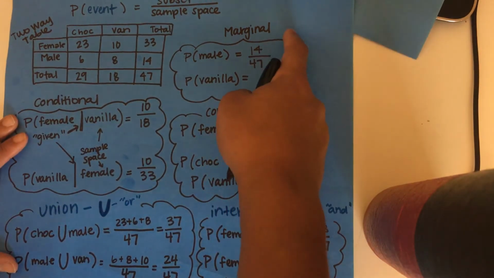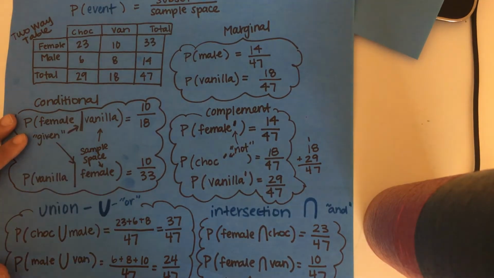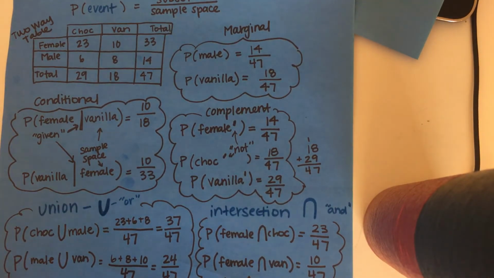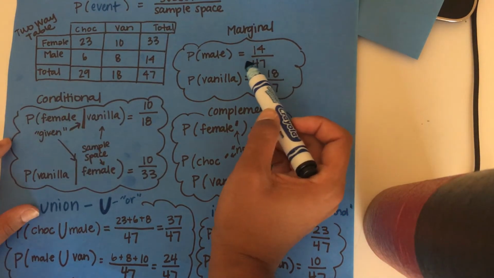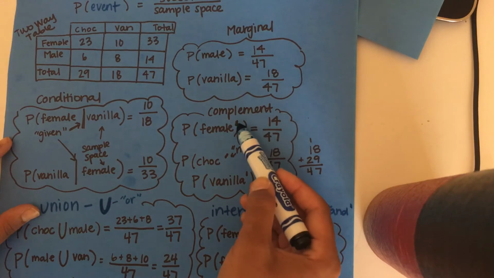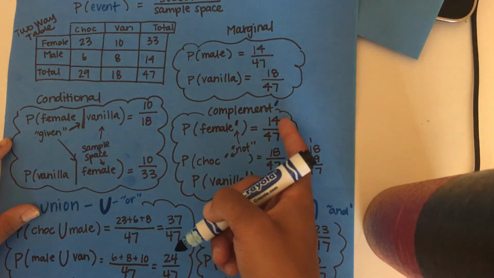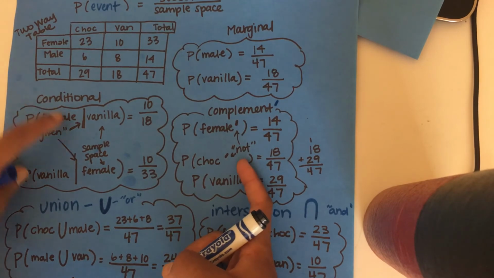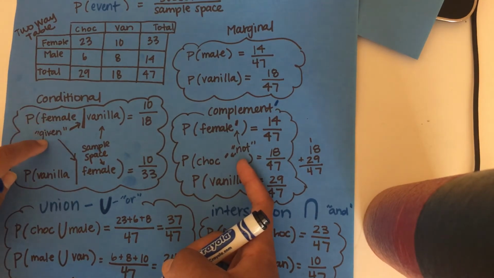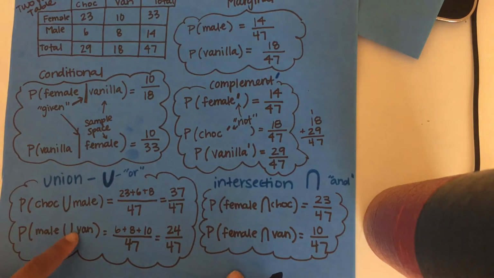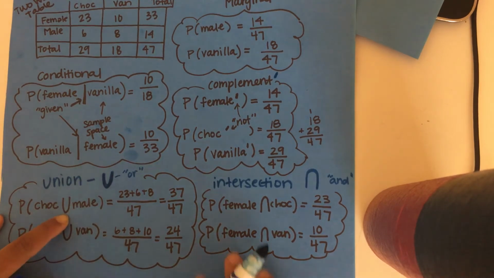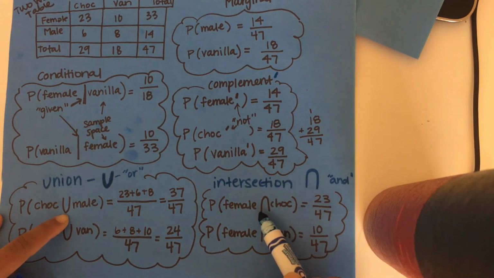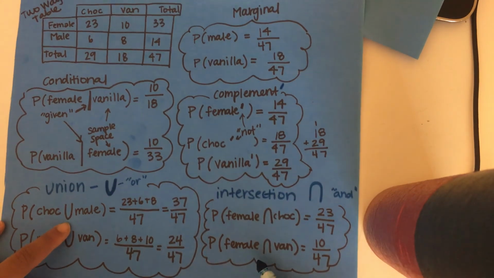So we have 5 different types of probability statements. They all use a different notation or do not use notation at all. Marginal just refers to the people that are on the margins, the total numbers. Complement uses this notation, a little apostrophe, which means not. Conditional has the conditional bar, which means given. Union, we're talking about something or another thing, indicated by the U, and an intersection means and we're talking about only 2 conditions being satisfied at one time.